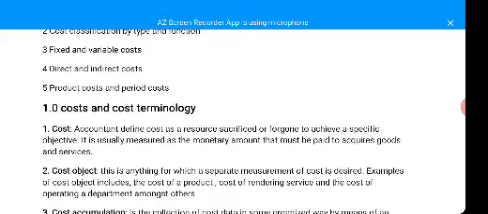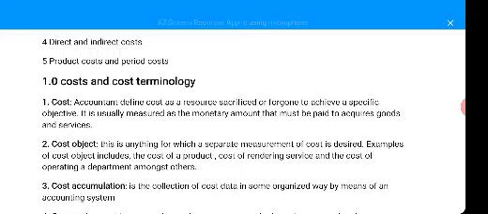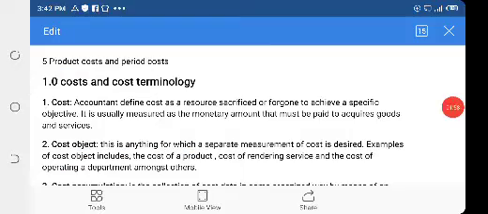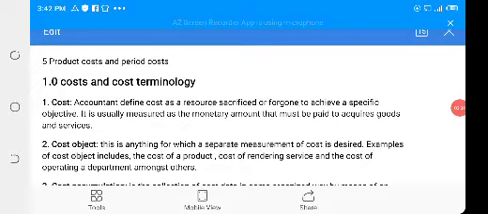So let's define cost. What is cost itself? In cost accounting, which is similar to management information or management accounting, cost as defined by accountants is a resource sacrificed or forgone to achieve a specific objective. It is usually measured as the monetary amount that must be paid. So when we say cost, we mean any resources forgone in order to achieve a particular objective.